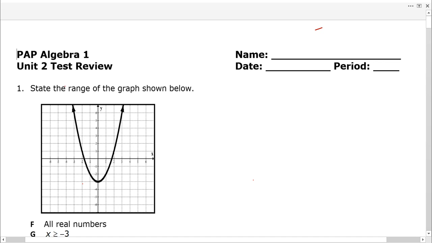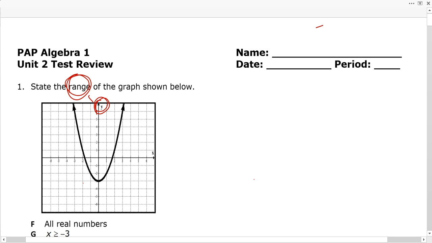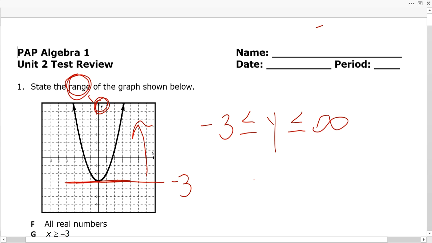Okay, so we're looking for the ranges, y. So we're looking for the y values. So I'm going to start at -3. Remember the range, we start from the bottom and go to the top. So it's going to be -3 less than or equal to y less than or equal to infinity because it has the arrows that go on forever.